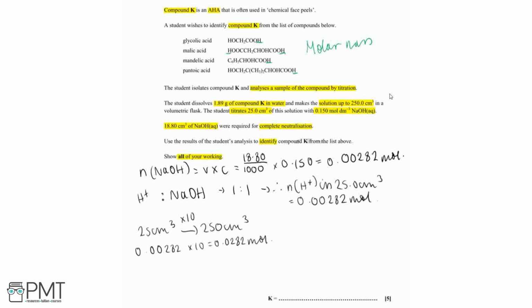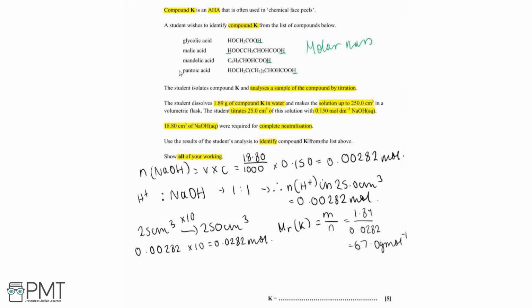So now we can work out the molar mass of K because we've got the mass which we dissolved into the solution, that's 1.89, and we've got the moles from our 250 centimetres cubed solution. So that's mass over moles there, so we've got 1.89 grams divided by 0.0282 moles, and this gives us a molar mass of 67.0 grams per mole.